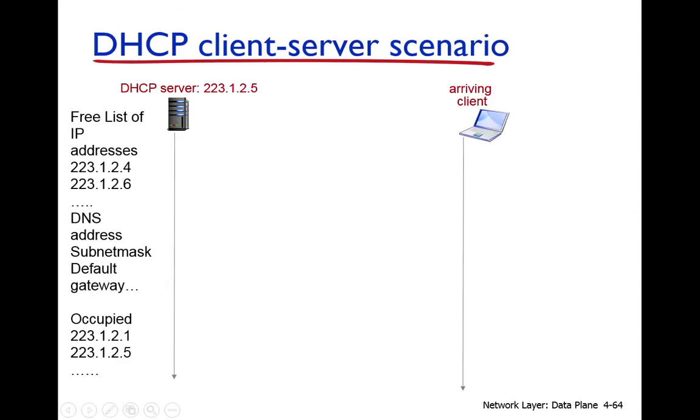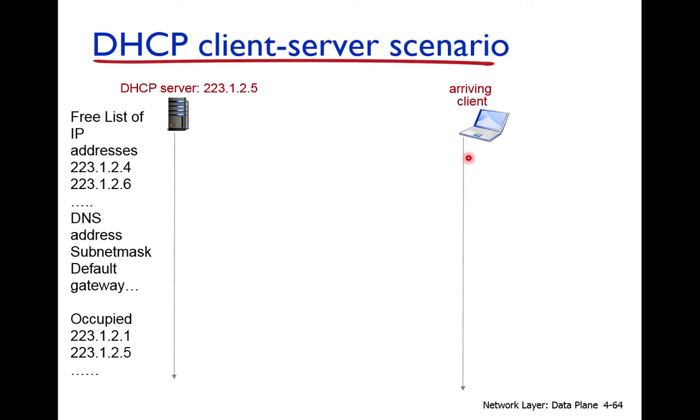Okay, now as we have discussed, this DHCP server is listening on these IP addresses. It has the IP addresses that are free. It has the DNS address that should be assigned to a host. It has the subnet mask for these IP addresses, the default gateway, and all these things. It also knows which IP addresses are already assigned to other machines, so these should not be assigned to anyone else.